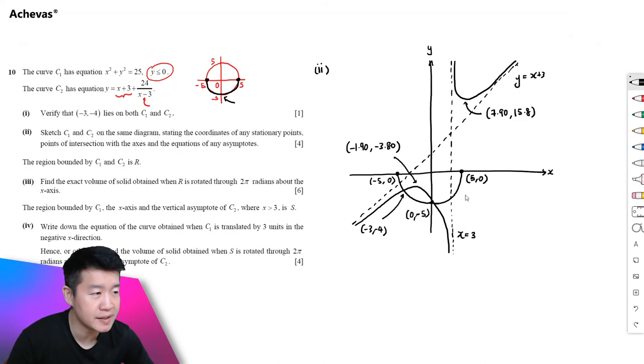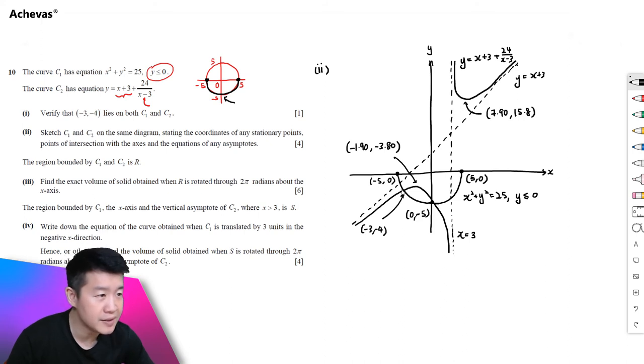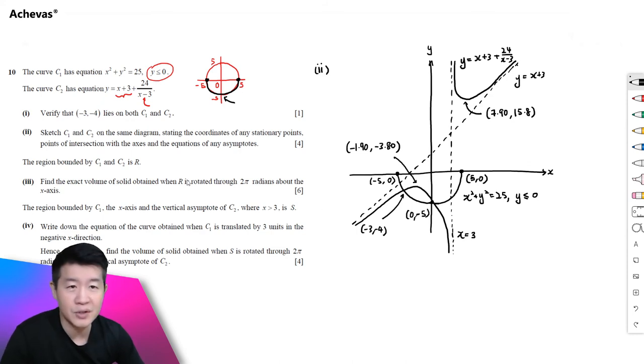Okay, so this is the graph of x squared plus y squared is equal to 25, where y is supposed to be less than or equal to 0. As for this other graph, it is the graph of y is equal to x plus 3 plus 24 over x minus 3. Let me see, have I put in enough details? Okay, I've gotten all the details. So this is part 2 for the two graphs.